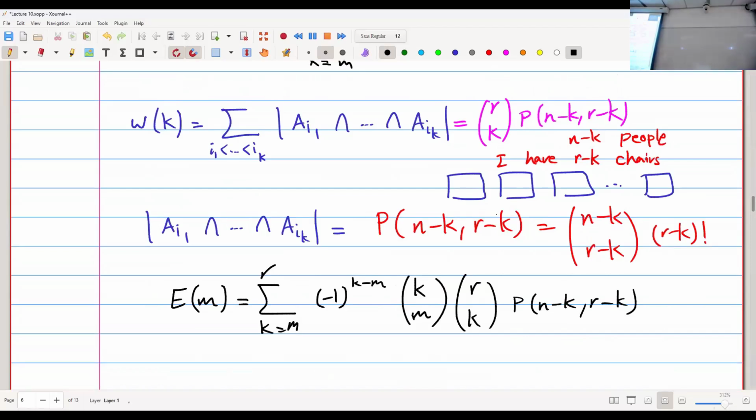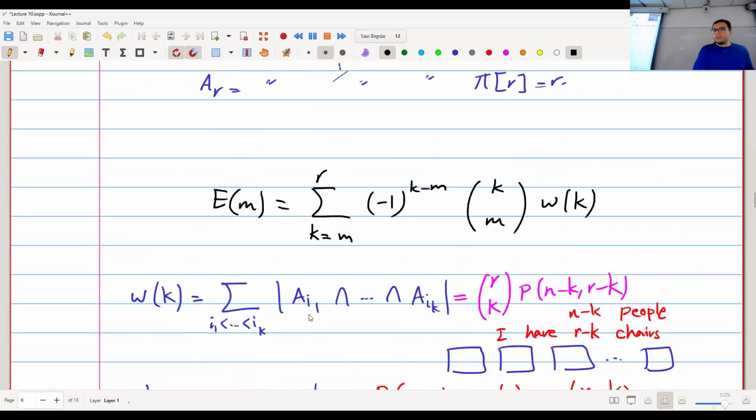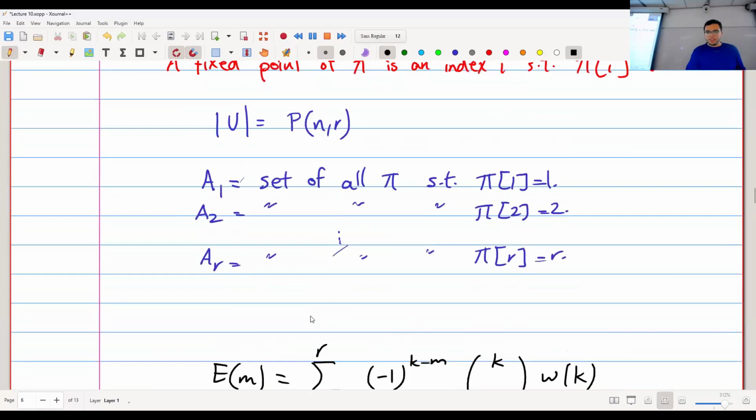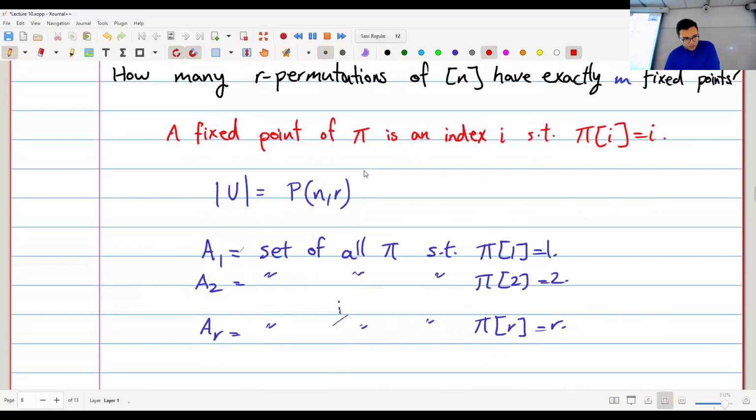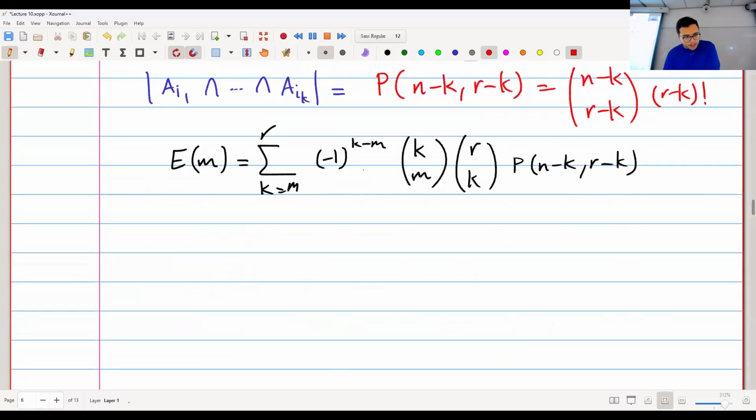Now, honestly, you can really simplify this. You can just write out all of these things. You have a lot of factorials that simplify, so you can get a more simplified answer than this. But I could count this using the inclusion-exclusion principle. Let's give this a name. Let's call this answer, which was E of m, the number of derangements with n elements, where I'm choosing r elements, and I have m fixed points.